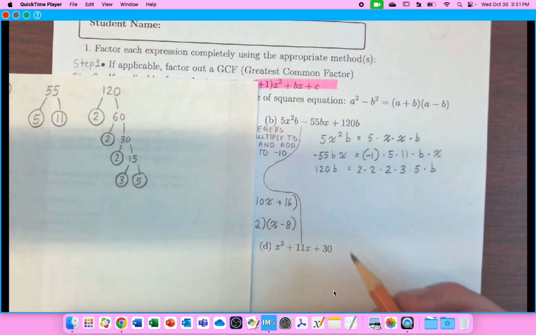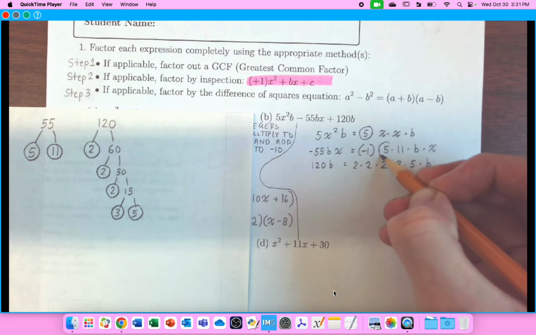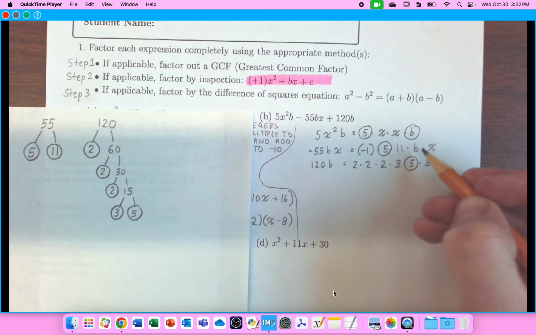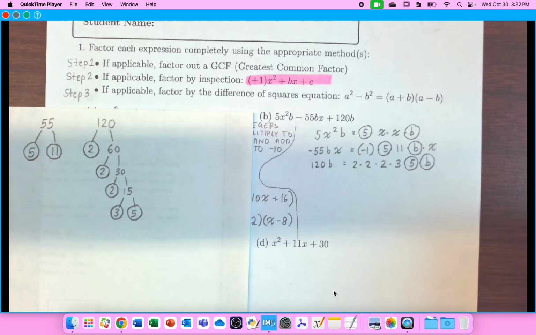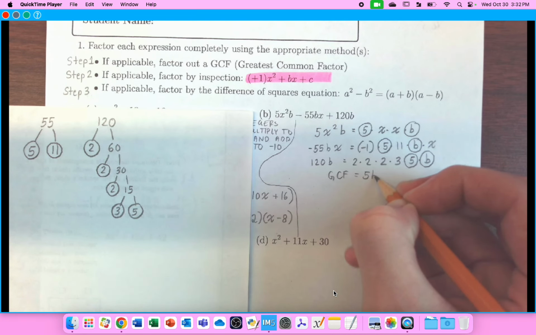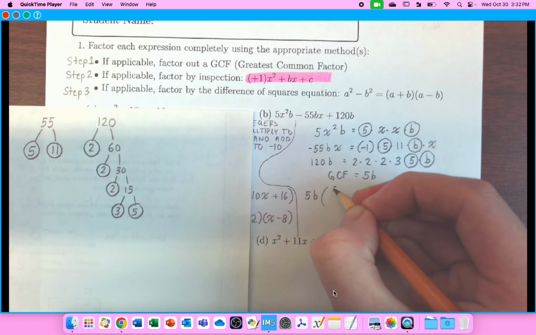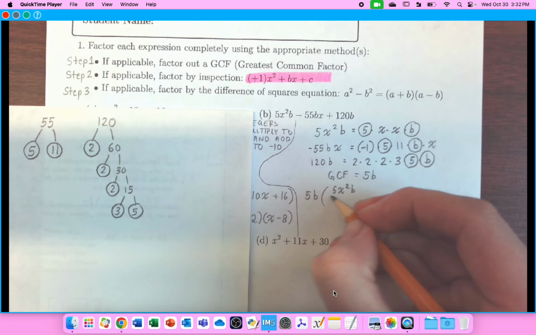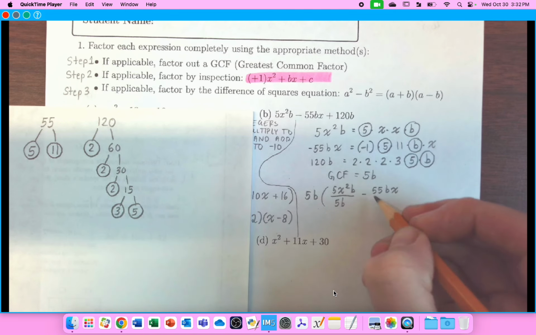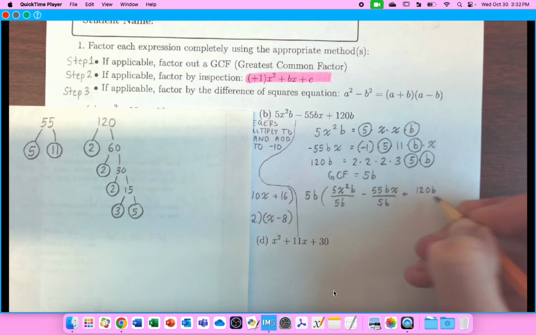So what's common? I'm looking for my greatest common factor. Well, they all have a factor of 5. They also all have a factor of b. So my GCF is 5b. So I basically want to pull out that 5b. And I'll show myself dividing each term by 5b just for the sake of illustrating exactly what's going on.